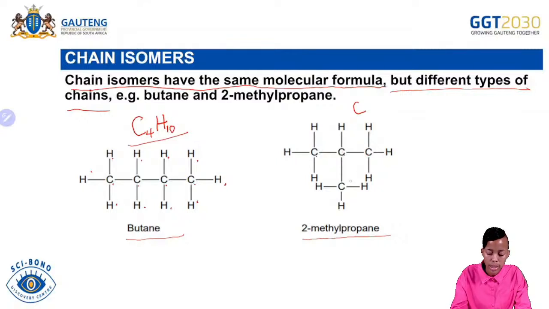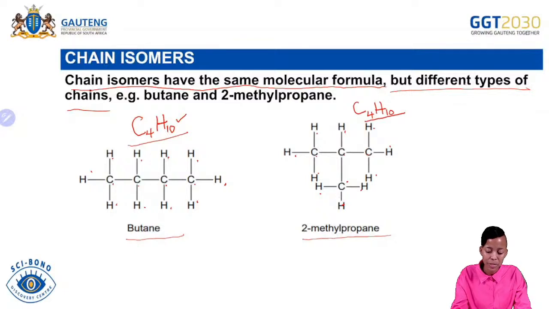So 1, 2, 3, 4 carbons. And then how many hydrogens do we have on this one? It's 1, 2, 3, 4, 5, 6, 7, 8, 9, 10. So this one has C4H10. And then what does the definition say? Chain isomers have the same molecular formula. So we can see that the molecular formula for butane is C4H10, and the molecular formula for 2-methylpropane is also C4H10. So the molecular formulas are the same. That's the first thing.